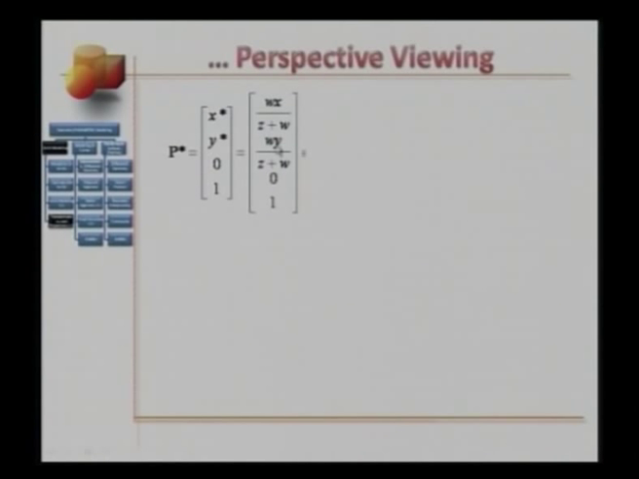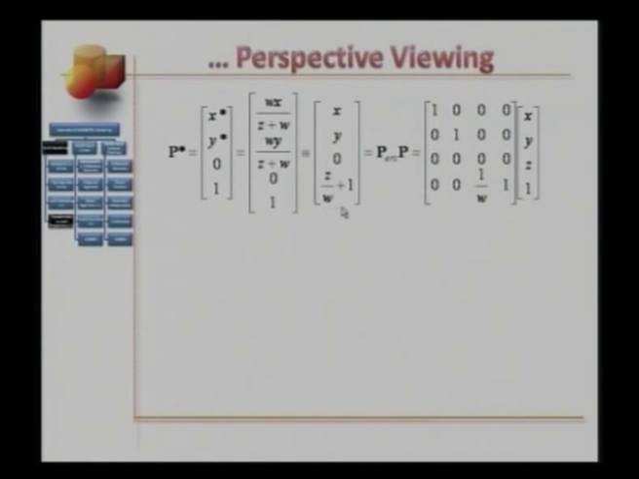So, if I multiply this column vector by z plus w over w, the factor z plus w over w is the inverse of this factor here. Upon multiplication, I get x star here, y star in the second row, 0 in the third row, and in the fourth row, this will be z plus w, the entire thing over w, or z over w plus 1. I can represent this column vector in this form. I can extract the 4 by 4 matrix from this column vector and separate the expressions in terms of this 4 by 4 matrix and the original column vector x, y, z and 1.